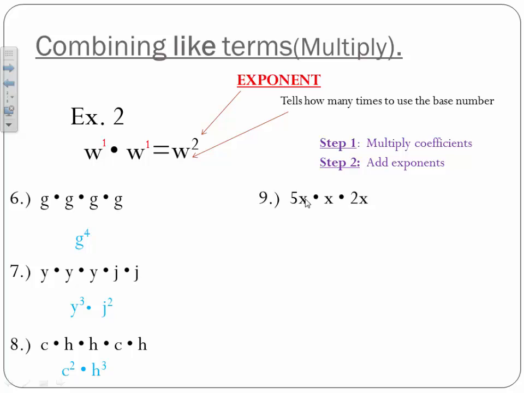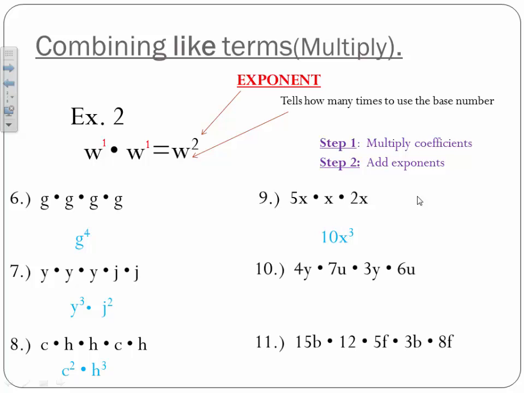Now we've got coefficients that are different. So look at step 1, multiply the coefficients. 5 times 1, right, times 2 gives us 10. Now add the exponents. I've got 1 and 1 and 1 gives us 3. 10x cubed. So stop the tape, try those 2 on your own.